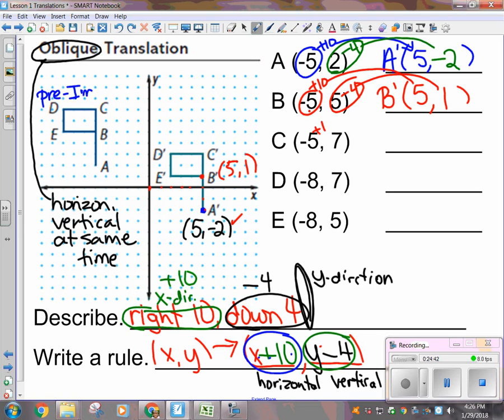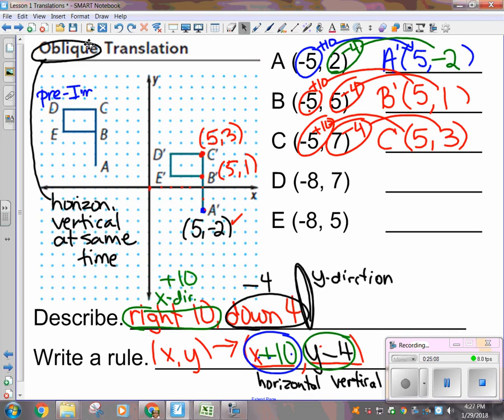I would add 10 to every x. Again, C prime would end up at positive 5, and I'm going to subtract 4 from every y value, which would land me at positive 3. So over 5, positive 3. Sure enough, over 5, positive 3. It works for every x and every y. So I hope that you're getting a good idea of what an oblique translation is all about.